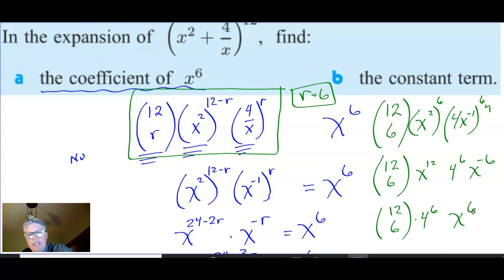That's it. So don't freak. Just because you got two x's kind of vying for it, this is the key step. You got to focus just on the x's and then come back to get the coefficients later.